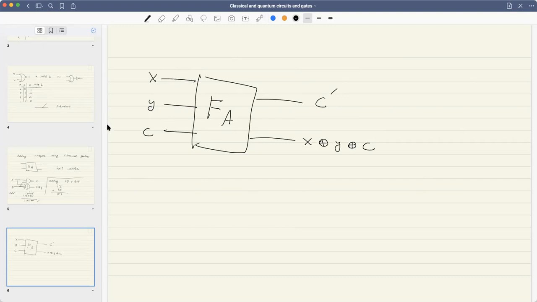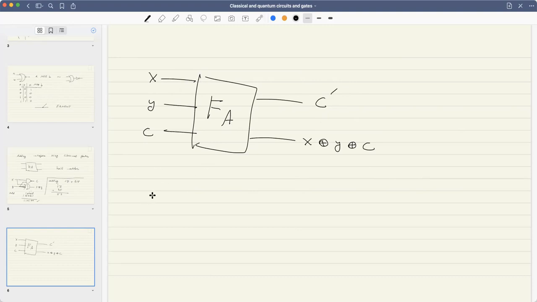And if it's 2 or 3, then it's the value mod 2, which for 2 is 0 and for 3 is 1, plus a carryover bit. So if this sum is 2 or 3, I want C prime to be 1. And if this sum x plus y plus c is 1 or 0, I want C prime to be 0. There's no carryover. Okay, so the way we can do this from the half adder, which we already constructed in terms of an AND and an XOR, is this.